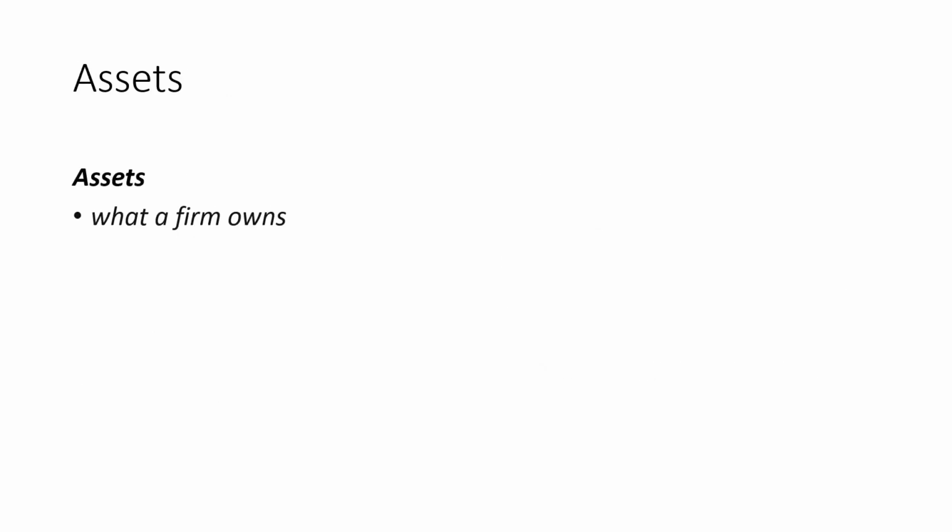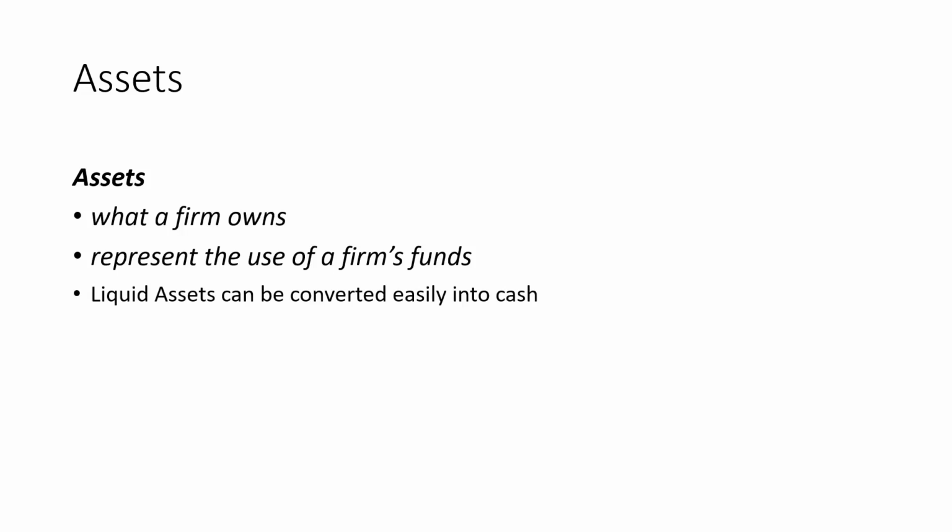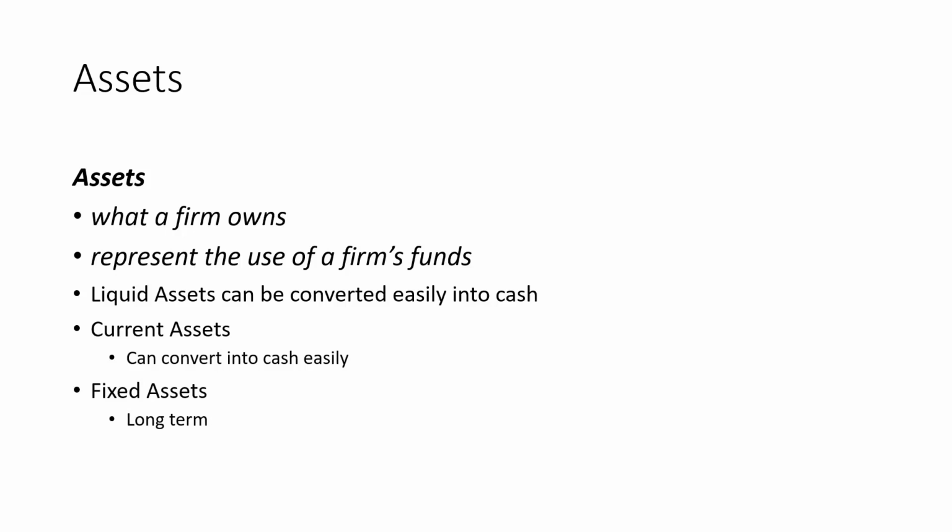All right. So, like we said, assets are something that a firm owns, and they represent the use of a firm's funds, liabilities or owner's equity. Liquid assets can be easily converted to cash, or short-term assets, current assets, can be converted into cash faster. And then fixed assets take time. They're long-term in nature, and they cannot be liquidated into cash that easily.